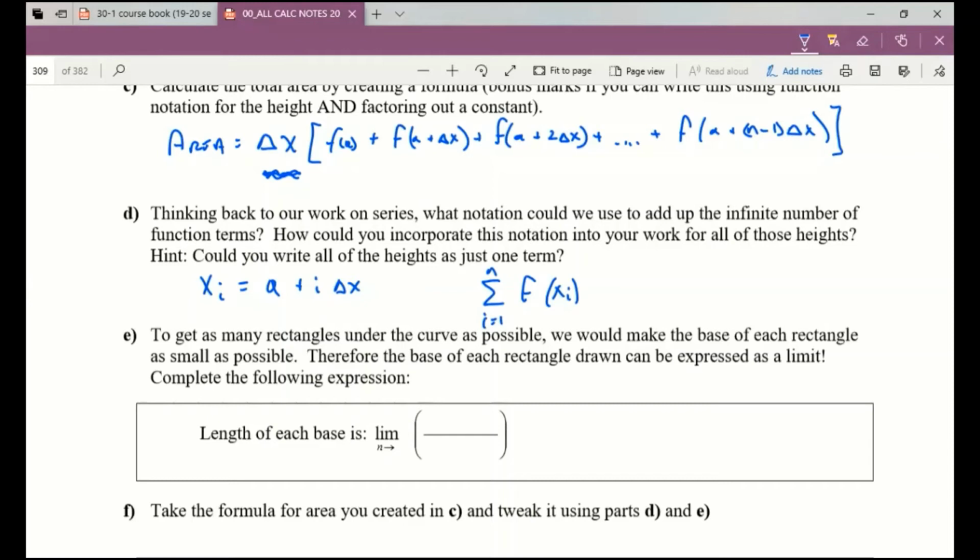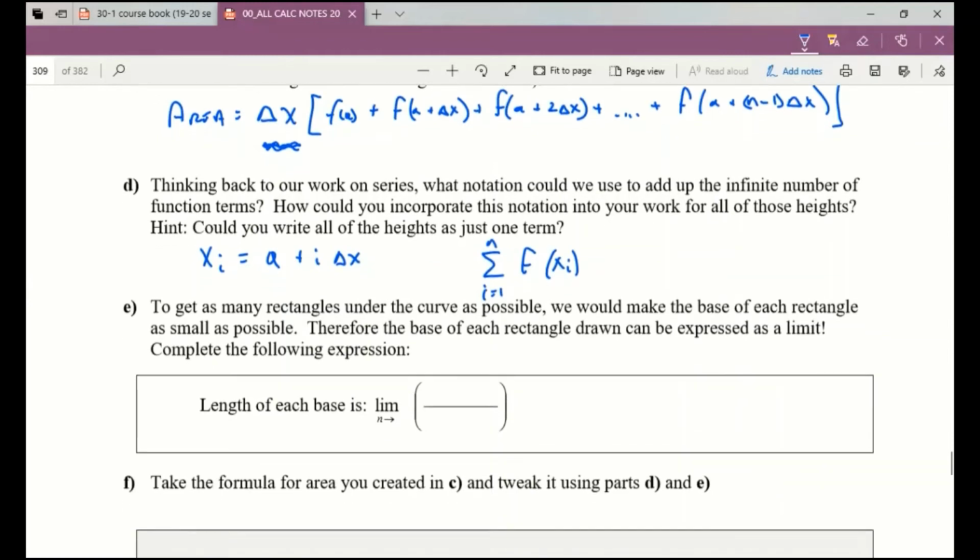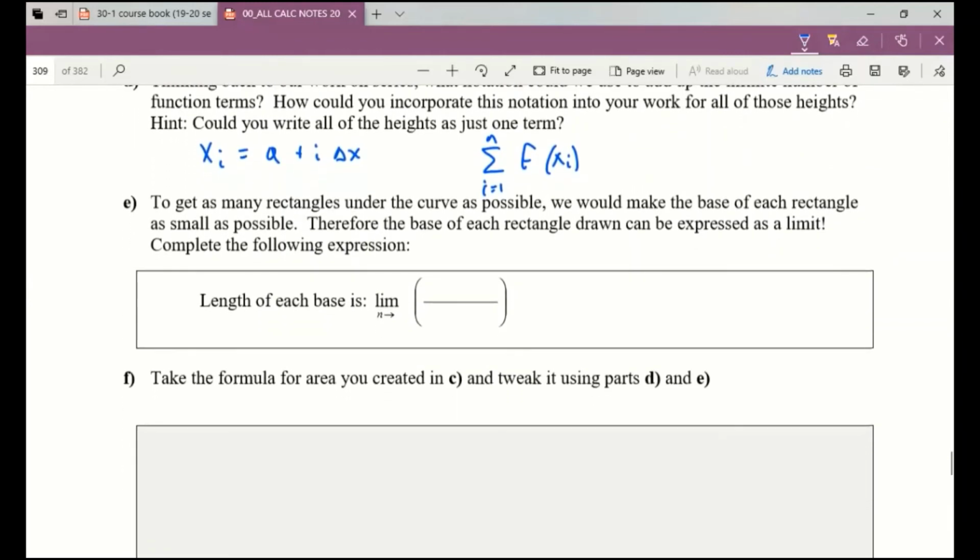To get as many rectangles under this curve as possible, we're going to make each base as small as possible. So we have our limit for the bases, b minus a over n, which is what we used to calculate this before. n gets to be larger and larger, so n is going to infinity.